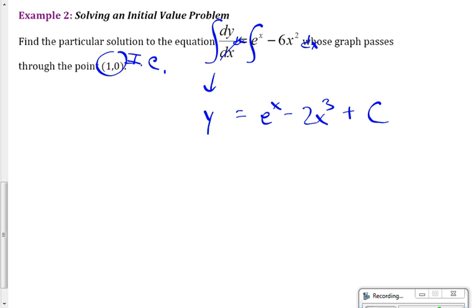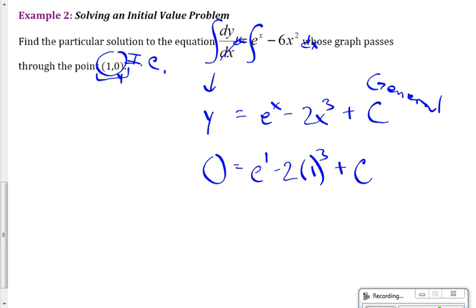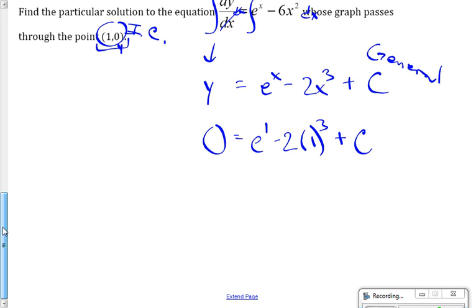Okay. What is this called? General solution. How do I make it particular? I plug in the initial condition. I got an x value and I got a y value. So I'm going to say that the y value, 0, is equal to e to the first minus 2 times 1 to the third plus c. Little algebraic magic, and it looks like the c value is 2 minus e.